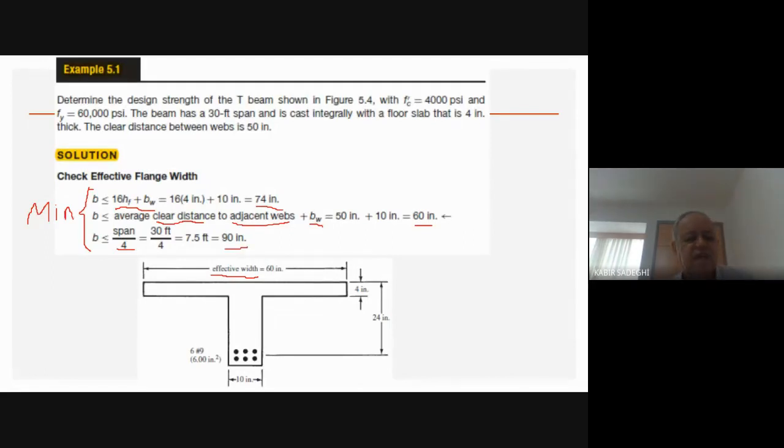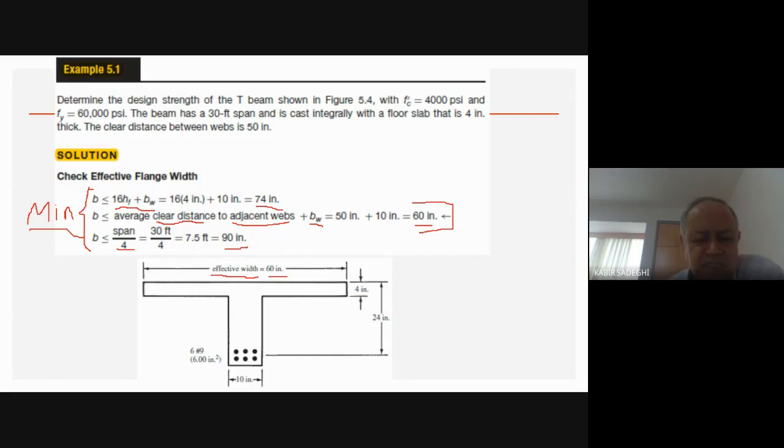We should select the minimum value. Therefore, between these three, this item is selected. For us, this is B. Therefore, you see that B here is 60.